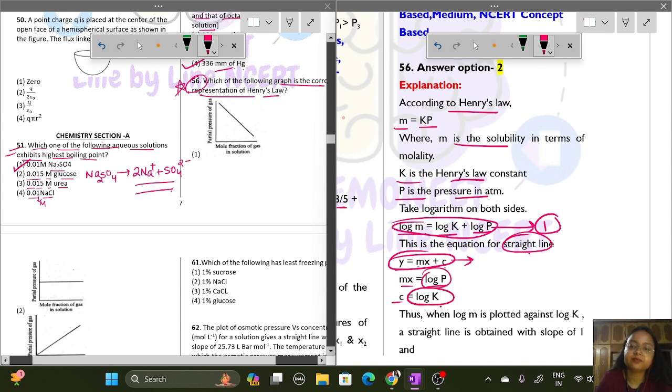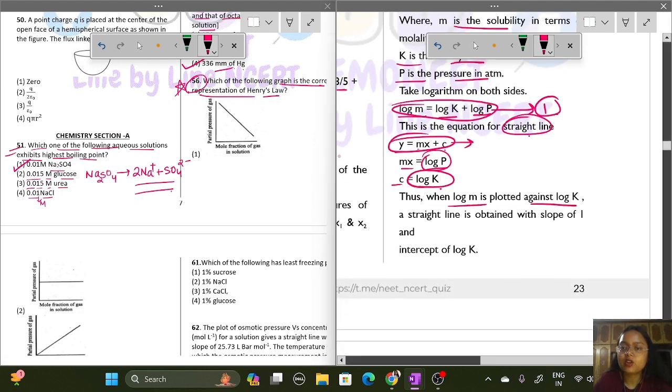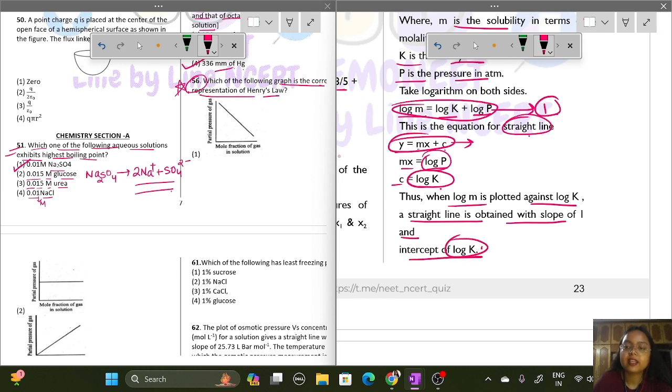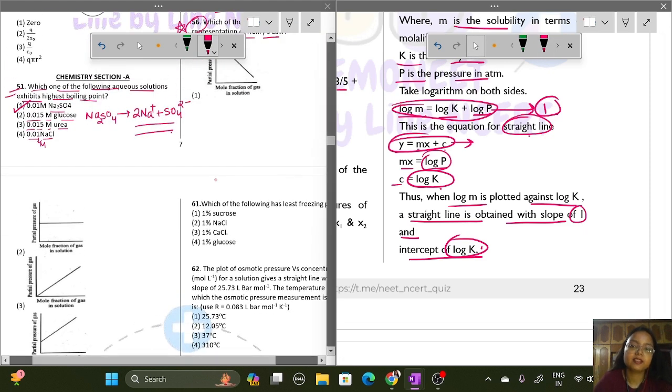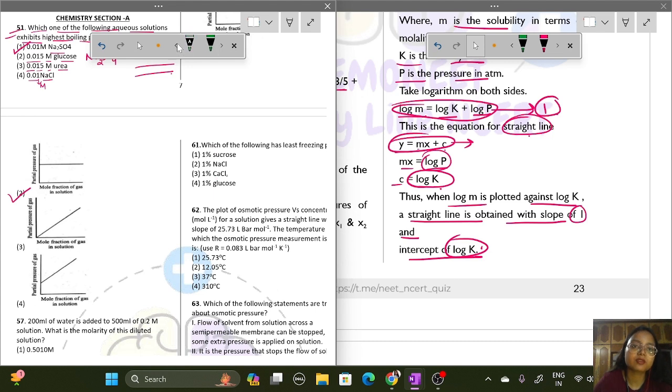So when log m is plotted against log p, a straight line is obtained with a slope and intercept of log k. Slope here is one. So which of the following graphs is the correct option for this? Okay, it is a straight line. So option 3 will be the correct option.